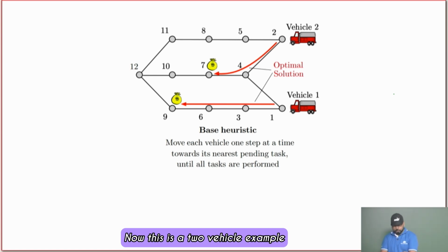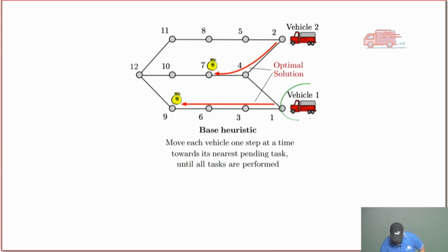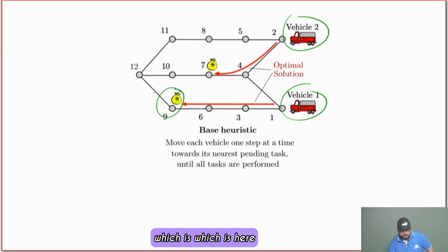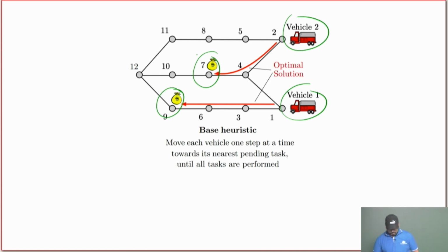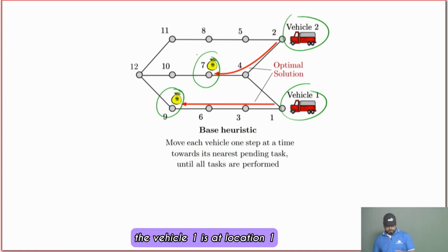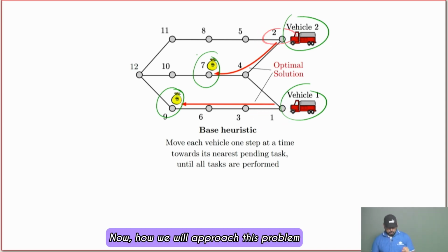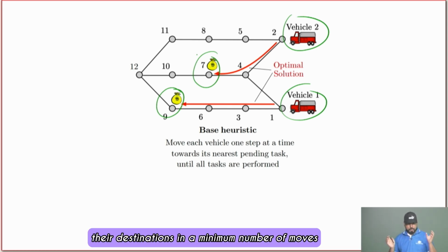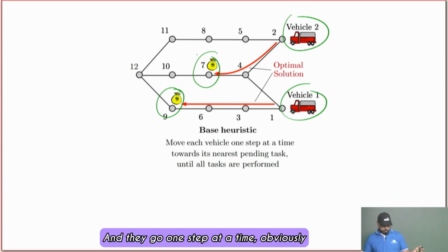Now, this is the two vehicle example where we have vehicle 1 and vehicle 2, and they are supposed to reach a goal here, and another goal at position number 7, and at position number 9. As you can see, vehicle 1 is at location 1 and vehicle 2 is at location 2. Now, how will we approach this problem? Basically, they are supposed to reach their destinations in a minimum number of moves, and they go one step at a time, obviously.